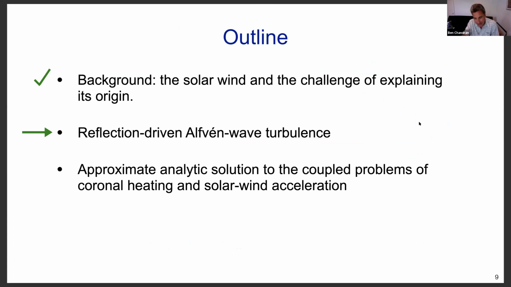One of the mechanisms that is believed to carry a lot of the energy flux that powers the solar wind, an idea that will be tested by the Parker Solar Probe, is reflection-driven Alfvén wave turbulence. To explain what this is, let me start with a basic idea.